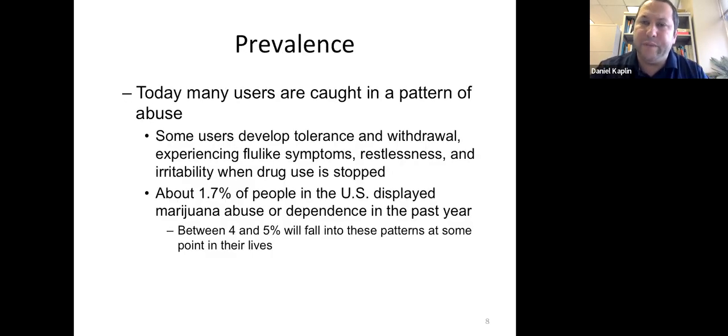So what is the relative prevalence of cannabis use? Well, we know that roughly 1.7% of people in the United States in the past year have demonstrated features of marijuana abuse or dependence. And in one's lifespan, it's roughly 1 out of every 20 to 1 out of every 25. So people become addicted.